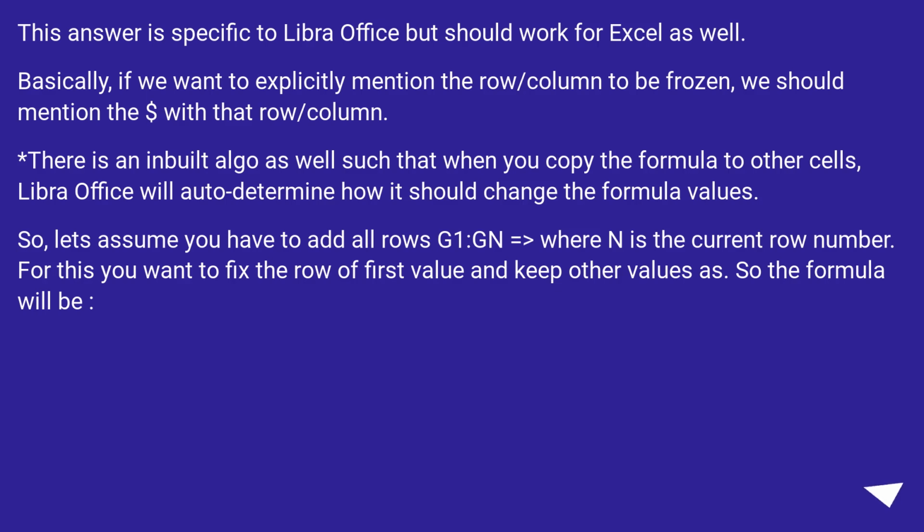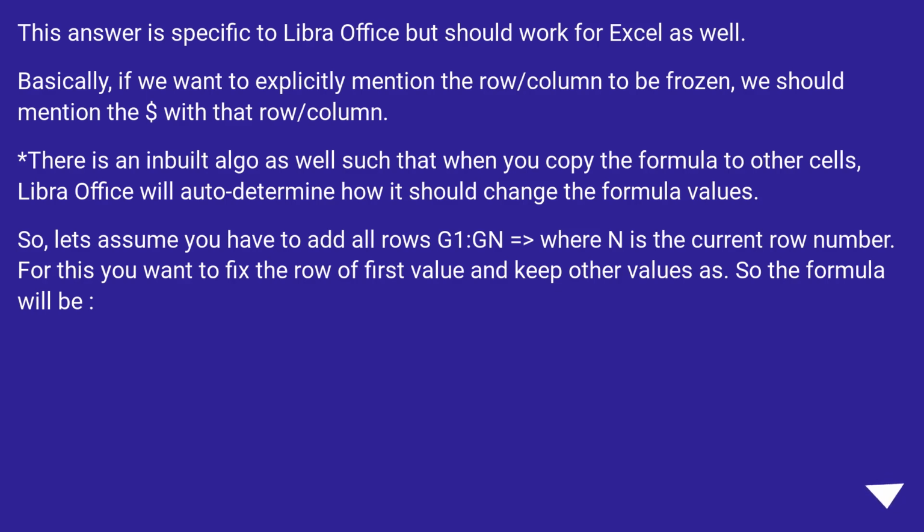This answer is specific to LibreOffice but should work for Excel as well. Basically, if we want to explicitly mention the row/column to be frozen, we should put the dollar sign with that row/column. There is an inbuilt algorithm as well such that when you copy the formula to other cells, LibreOffice will auto-determine how it should change the formula values. So, let's assume you have to add all rows G1 to GN, where N is the current row number. For this you want to fix the row of the first value and keep the others as they are.